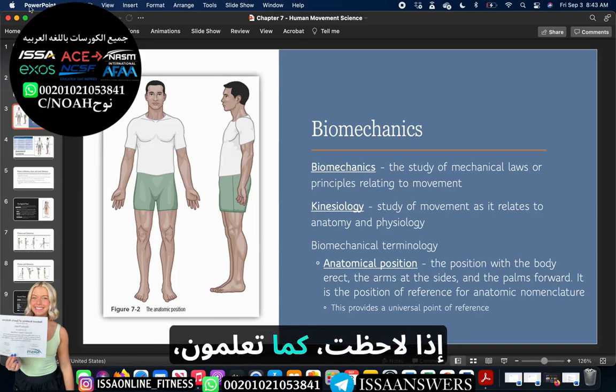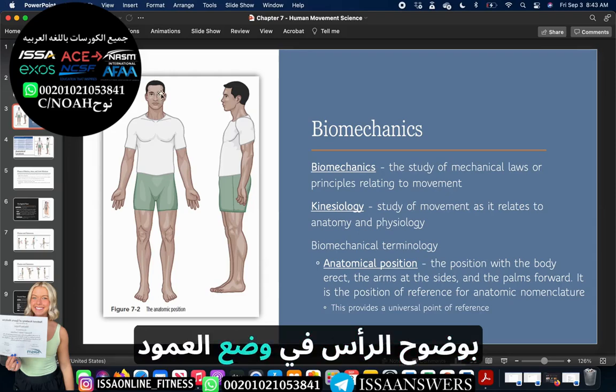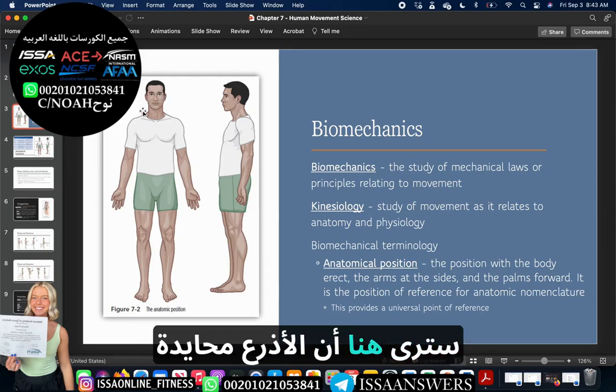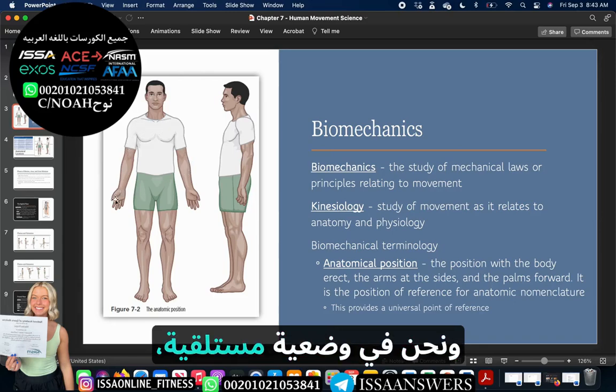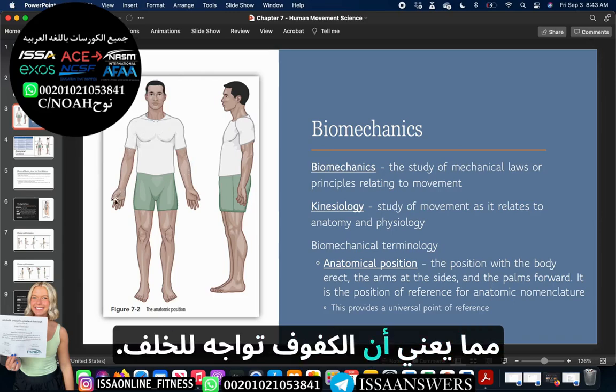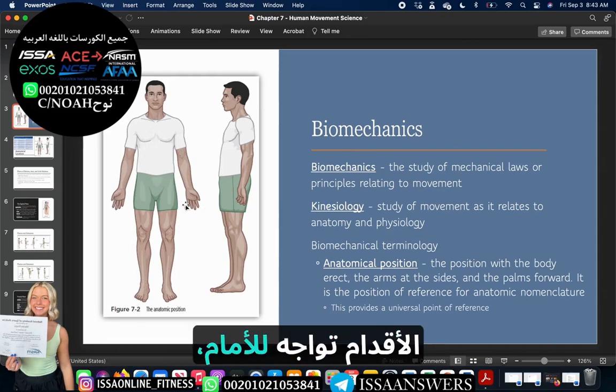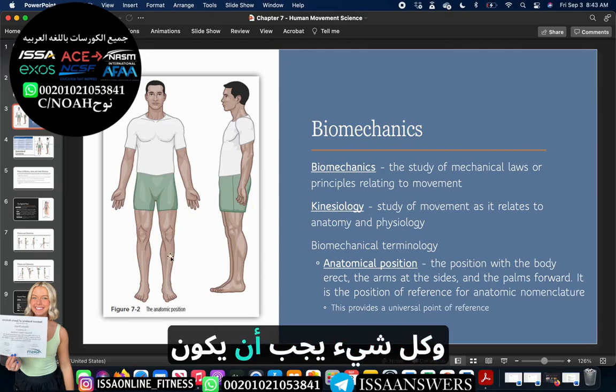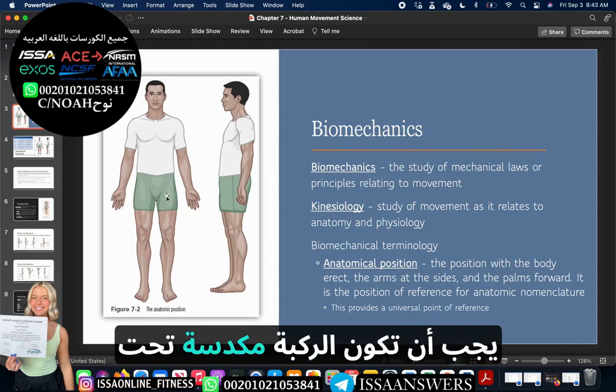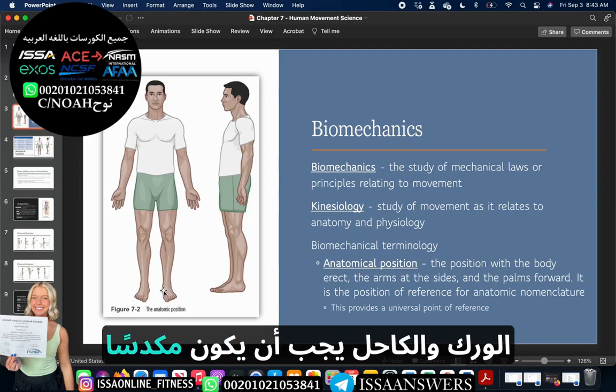If you notice, obviously the head is in a neutral spine. You'll see here that the arms are neutral, and we are in a supinated position, meaning that the palms are facing forward. This is your anatomical position. Feet are faced forward, and everything should be stacked under the hip. The knee should be stacked under the hip, and the ankle should be stacked under the knee.